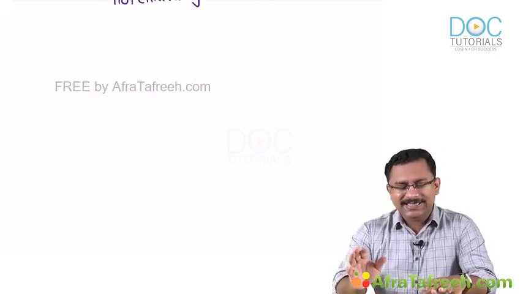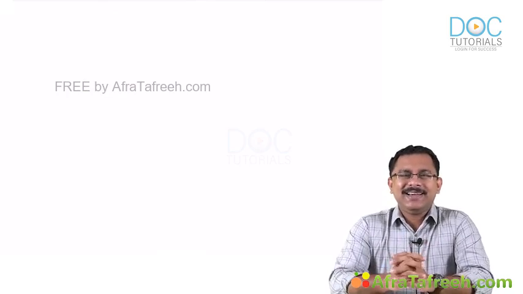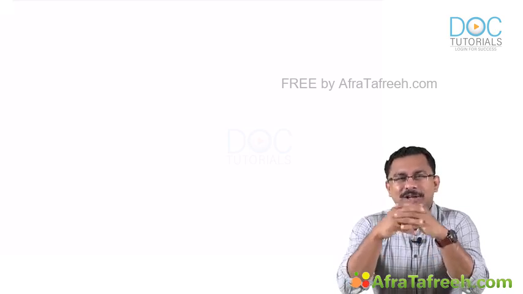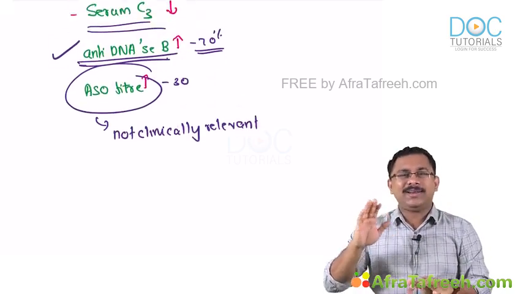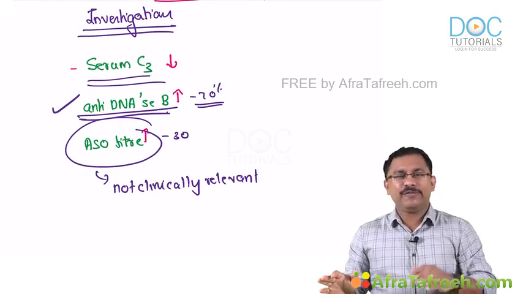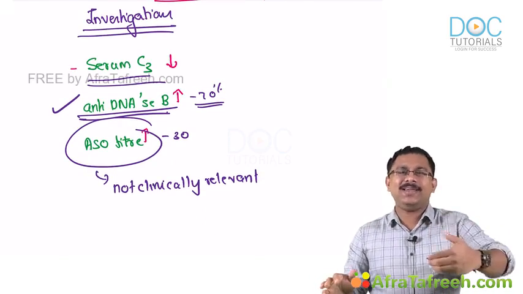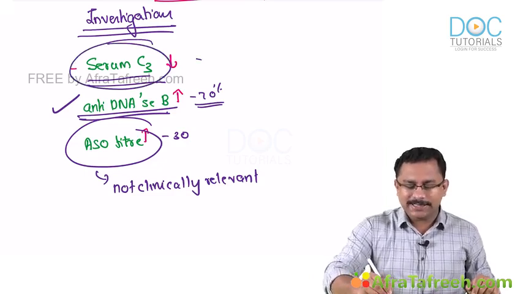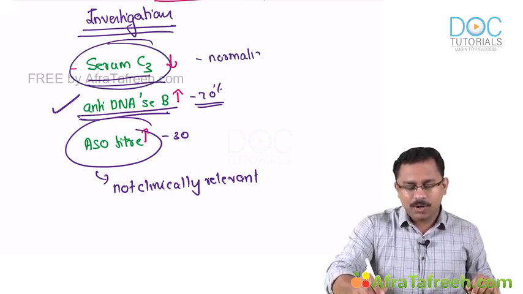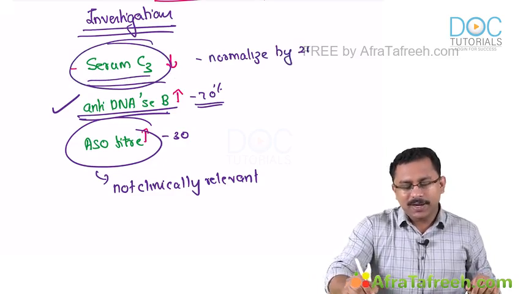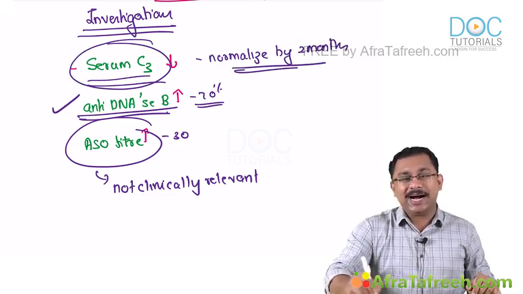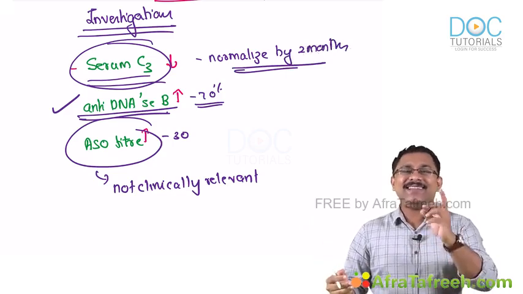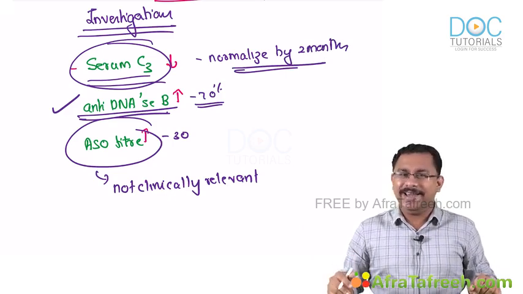So biopsy is generally not used in post-streptococcal glomerulonephritis. What you do is treat the patient, and then the patient comes back in the follow-up visit, because I told you serum C3 would normalize by 2 months. Now what if the patient presents to you after 2 months, he comes for a follow-up, and even then the C3 level is low? Then you have to rethink your diagnosis.